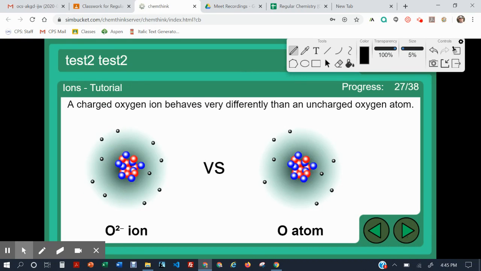A charged oxygen atom behaves very differently than an uncharged oxygen atom. And it's dramatic. The difference is dramatic. Having that little negative charge there makes it like a little tiny magnet that's looking for a positive charge.